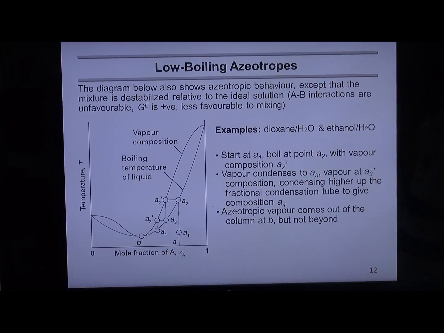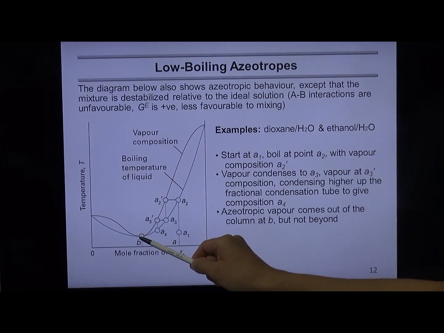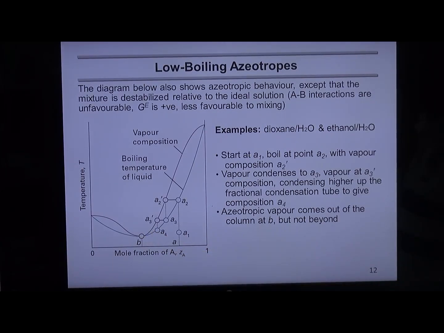Similarly, there are also a lot of exceptions. Some mixtures have this kind of phase diagram. And this point is called azeotrope. Low boiling azeotrope. You can understand it similarly.